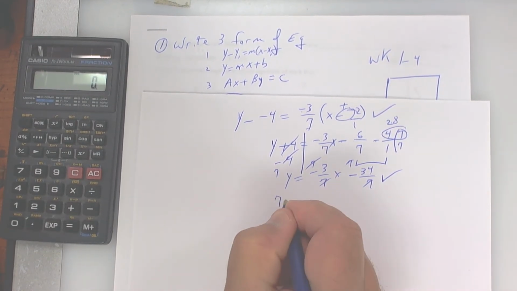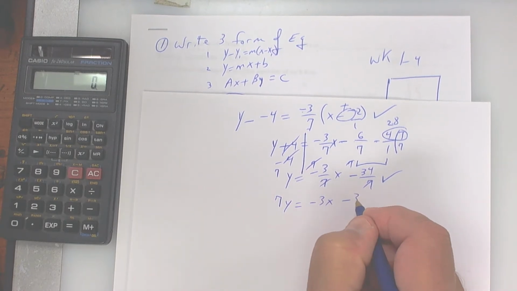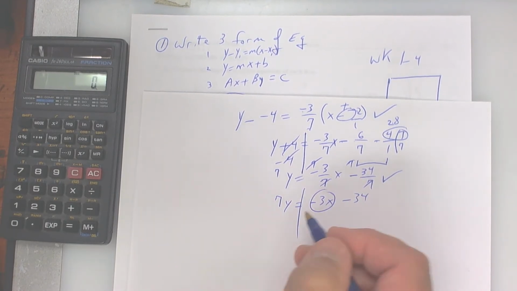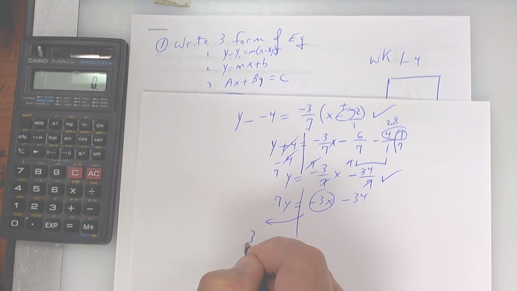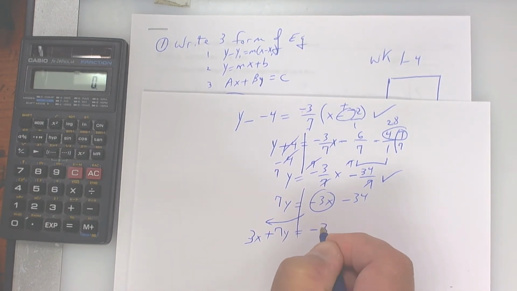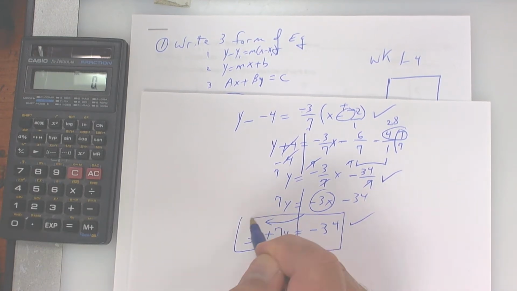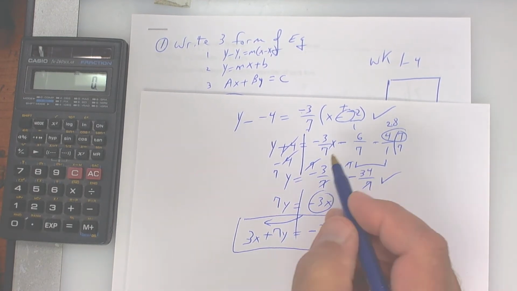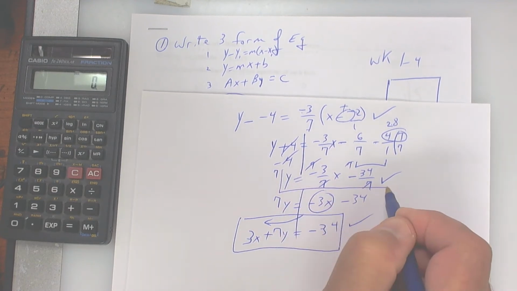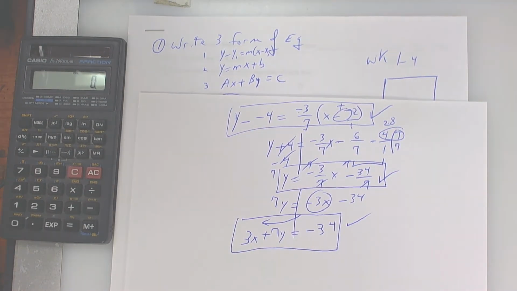To put it in standard form, you'd have to multiply everything by 7 to clear your denominators here. So you're going to get 7y is equal to -3x minus 34. You're going to move the x over here and you're done. So you get 3x plus 7y is equal to -34. And that is standard form. So we have standard form, we have slope-intercept form, and we have point slope. And that's what you're going to be doing today again.